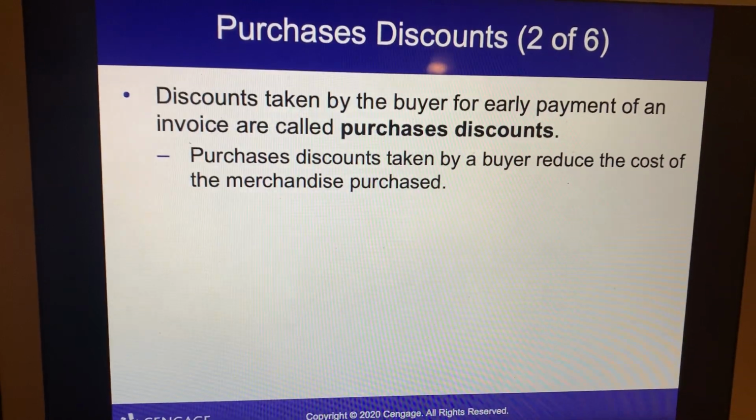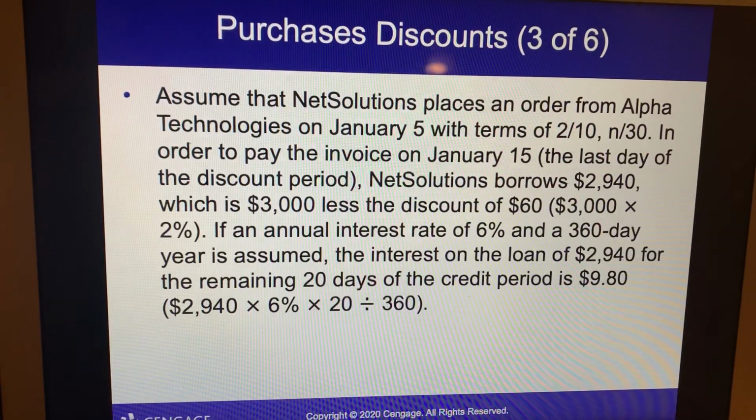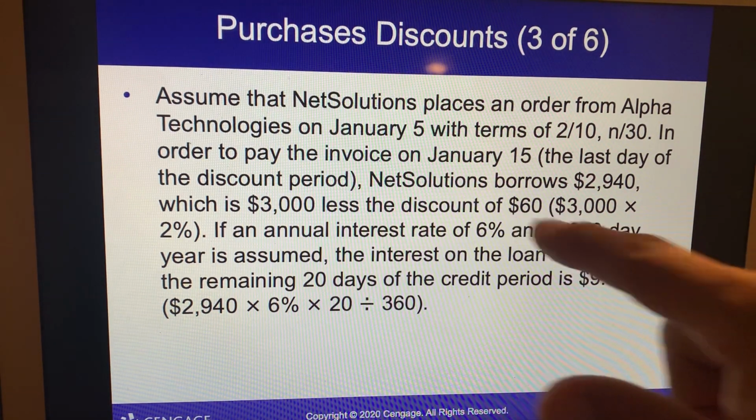Purchase discounts taken by the buyer for early payment of an invoice are called purchase discounts. Purchase discounts taken by a buyer reduce the cost of the merchandise purchased. Let's see, so assume that Net Solution places an order from Alpha Technologies on January 5th, terms 2/10, net 30, in order to pay the invoice on January 15th, the last day of the discount period. This looks at what happened before, because I just did the math: a 2% discount on $3,000 is $60.